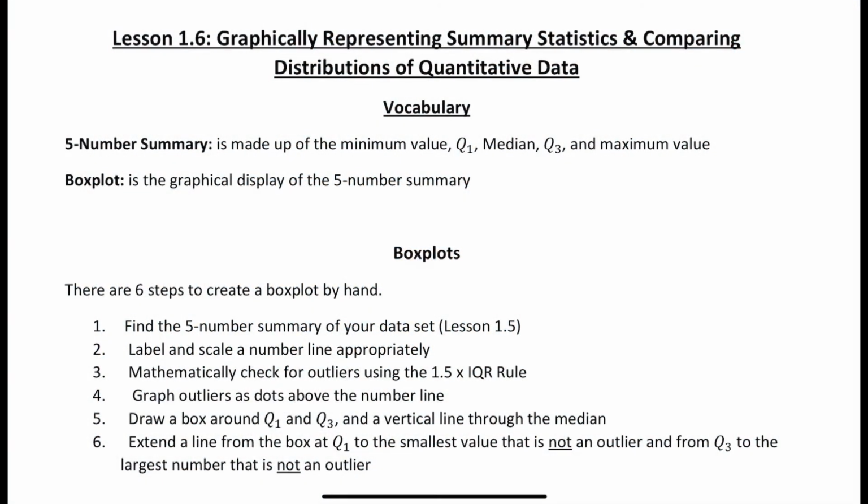Hey guys, this is Independent Lesson 1.6, Graphically Representing Summary Statistics and Comparing Distributions of Quantitative Data.